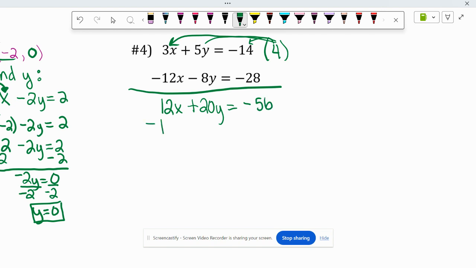I'm going to rewrite the second equation. Negative 12x minus 8y equals negative 28. When I add these two equations together, what do I get? What happens?